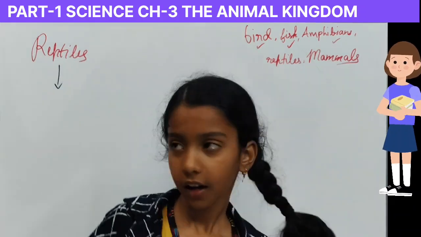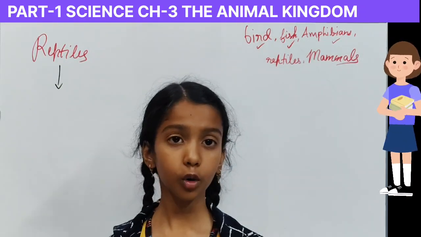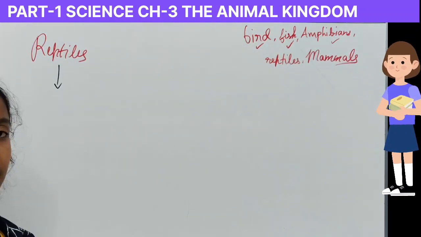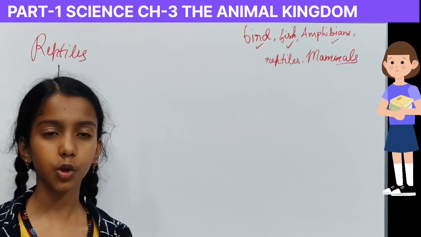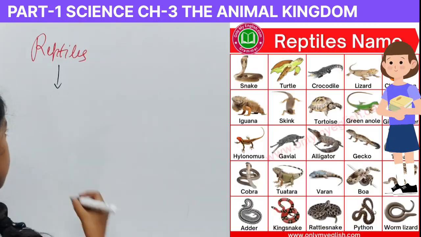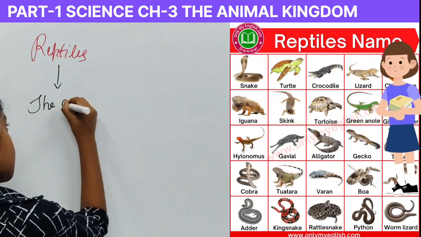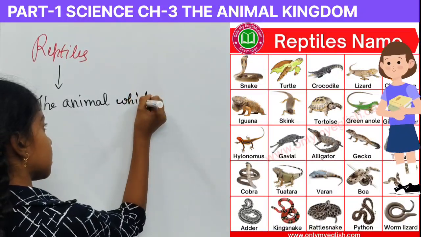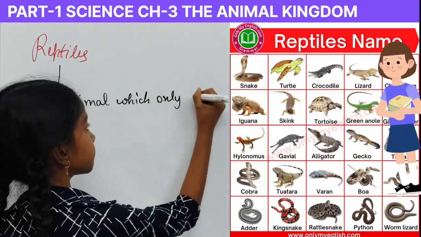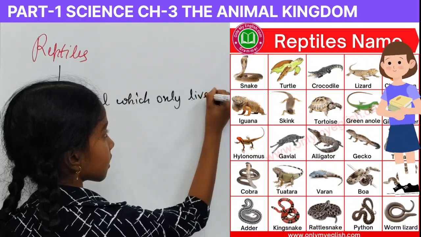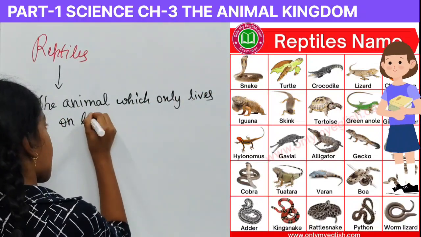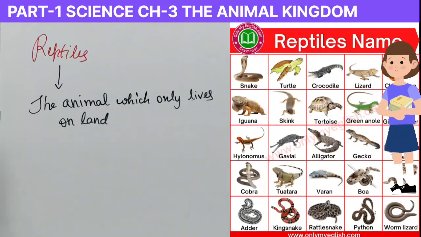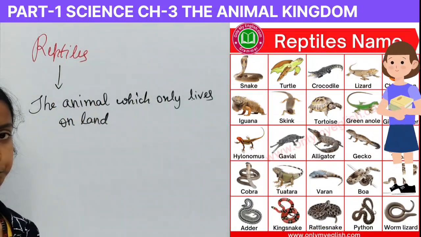So now about the reptiles, I told you, we are going to learn what is the meaning of reptiles. See, reptiles means the animal which only lives on the land. Say what? The animal which only lives on land is known as reptiles.